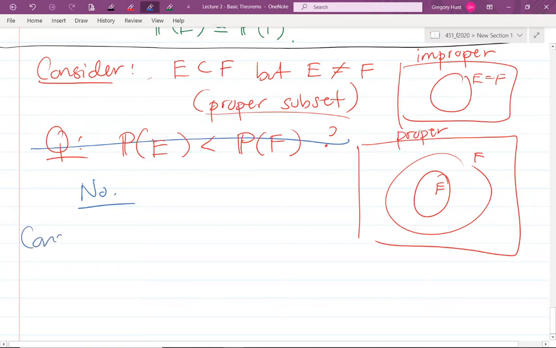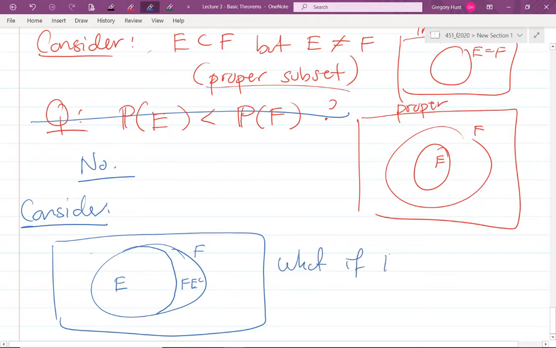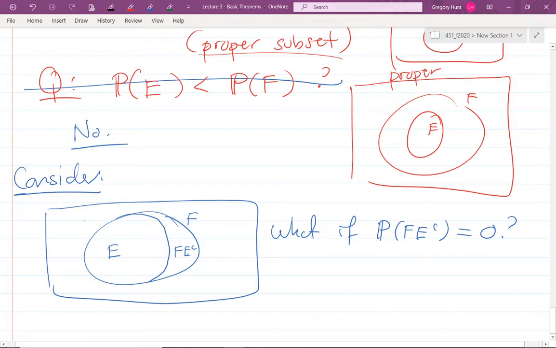But consider the situation. Let's draw one more picture. Here is F, and maybe E takes up this side of it here. So this is F E complement here. What if the probability of F E complement is 0? There's no rule that says that measure doesn't have to be 0. Maybe the probability of F E complement is 0.